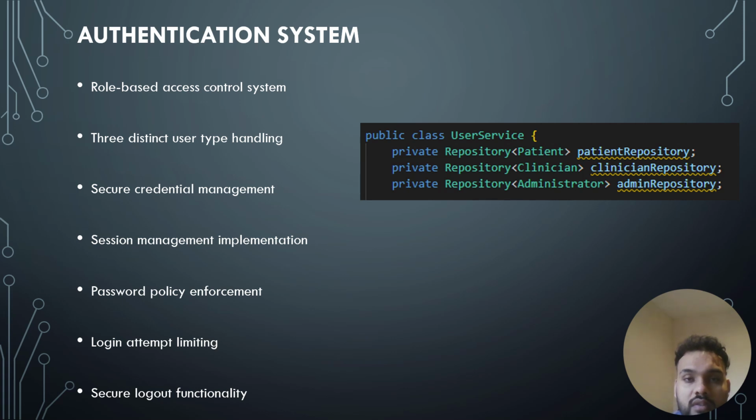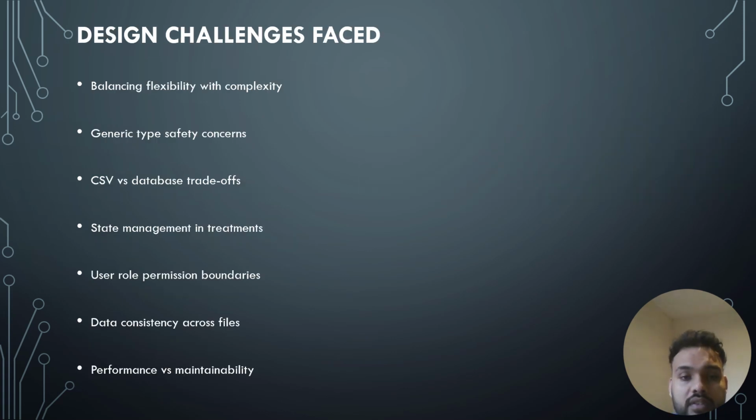Next one is the challenges faced, which were encountered during the development of the system. One of the major challenges was balancing flexibility with complexity, as we aimed to make the architecture scalable and modular. Another challenge involved various methods. The next challenge is maintaining generic type safety while working with a generic repository.